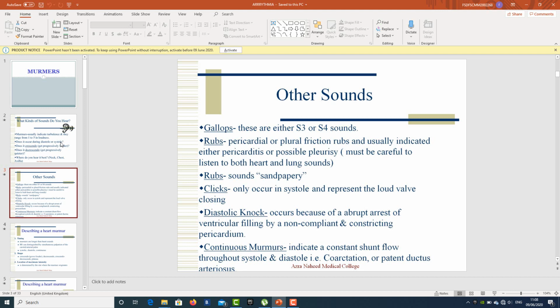Clicks occur in systole and represent loud valve closure. Then diastolic knock occurs because of an abrupt arrest of ventricular filling by a non-compliant and constricting pericardium. Continuous murmur indicates a constant shunt flow throughout systole and diastole, and that is seen in conditions like coarctation of aorta or patent ductus arteriosus.